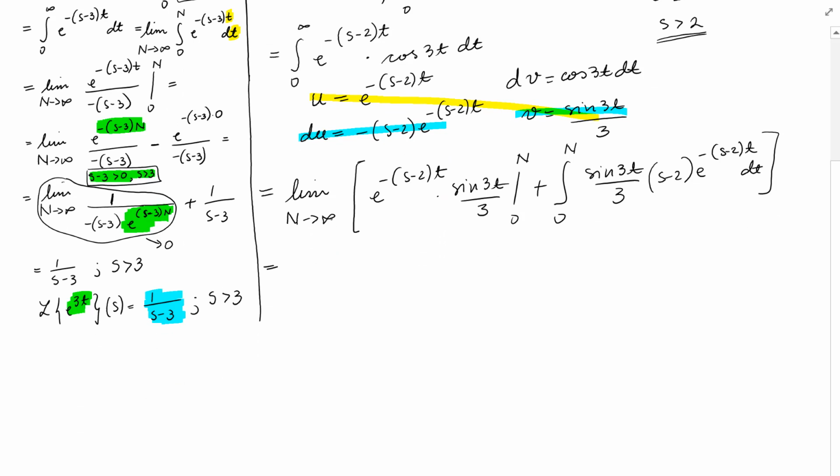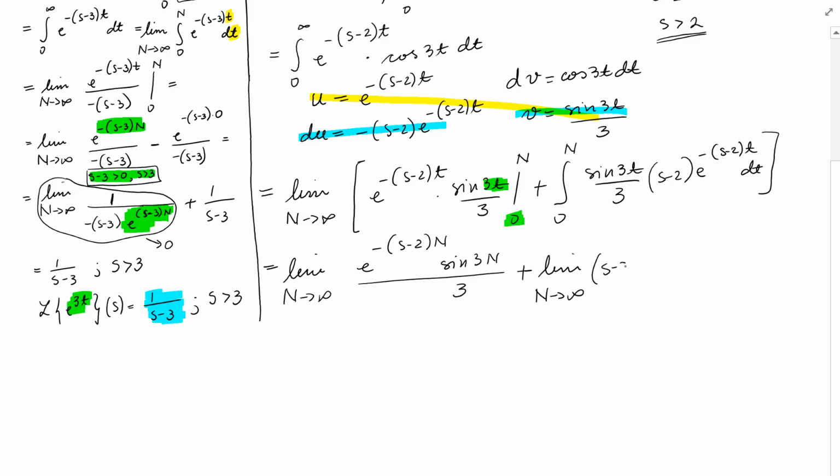So the first limit as n is approaching infinity, we get e to the negative (s minus 2)n times sine of 3n over 3, and then minus, and we would replace the t with 0, but sine of 0 is 0, so I'm not going to write the second term. And then plus the limit as n is approaching infinity of this integral, but the quantity s minus 2 comes in front, so we will have, and I can put over 3 as well, sine of 3t and then e to the negative (s minus 2)t dt.